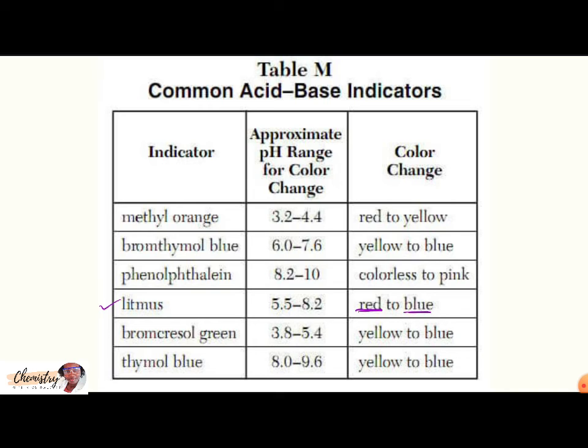From this table, all the ones that come first will be for the acid and the color that is second is for base. Red in acids, blue in bases. So if we start with a solution of an acid, the litmus would be red. And as we add a base and the pH starts to increase, we would see a change in color between a pH of 5.5 and 8.2.